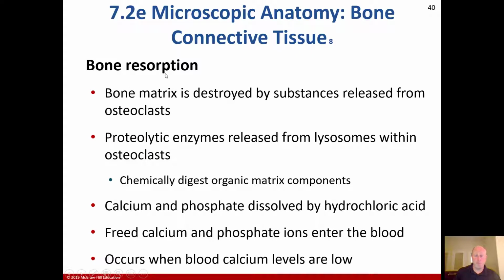Bone resorption: the bone matrix is destroyed by substances released from the osteoclasts. Proteolytic enzymes are released from the lysosomes within the osteoclasts, which we showed in the picture a moment ago, and they chemically digest the organic matrix components. The calcium and phosphate are dissolved by hydrochloric acid, and the freed calcium and phosphate ions enter the blood. This occurs when blood calcium levels are low, to resorb that bone.